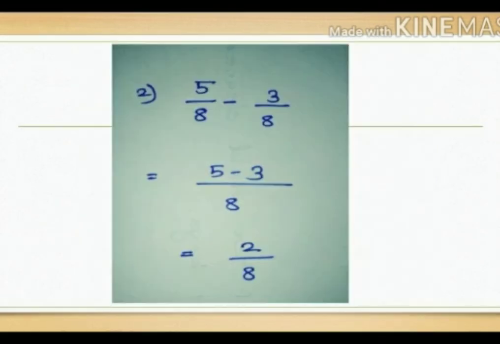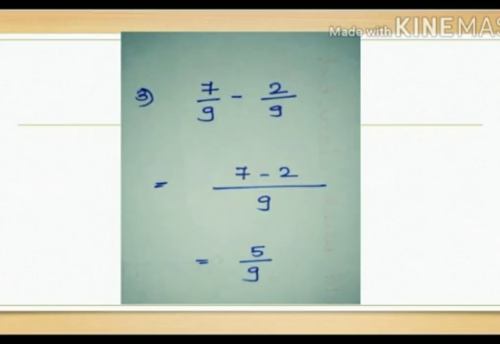Second, 5 upon 8 minus 3 upon 8. Okay, so find out the difference between the two numerators and write down the denominator as it is. So 5 minus 3, which is 2. Okay, so the answer is 2 upon 8. Third one, 7 upon 9 minus 2 upon 9. Okay, so find out the difference between the numerators 7 minus 2, which is 5, and write down the denominator as it is 9. So the answer is 5 upon 9.